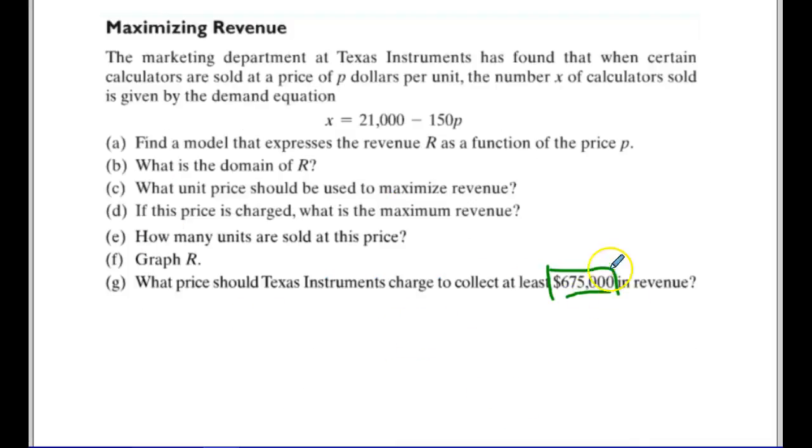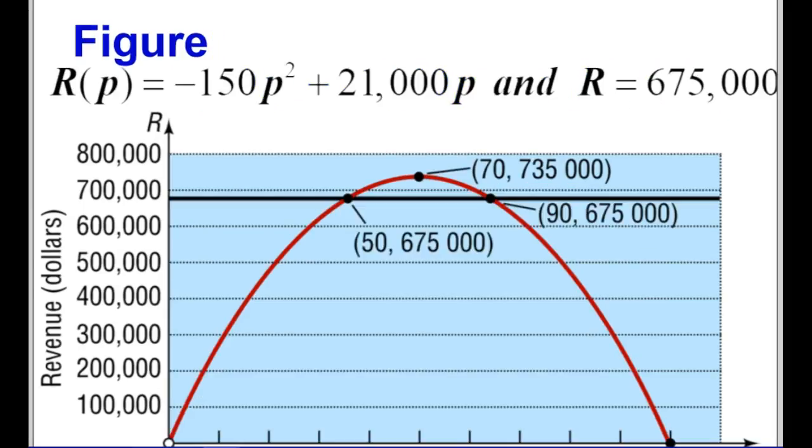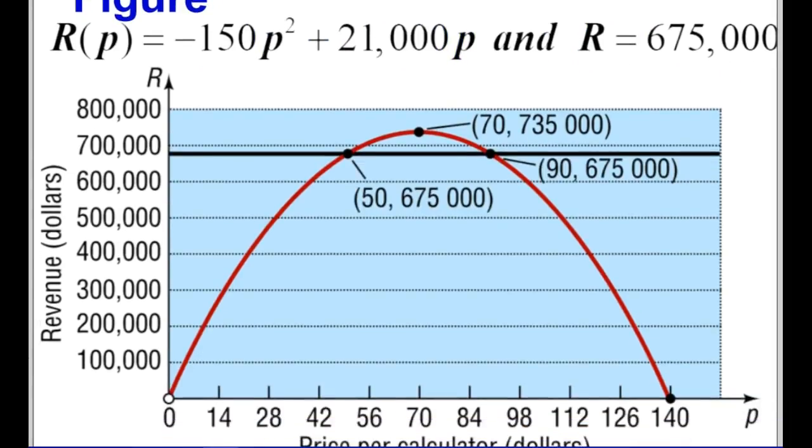And then I'm finally asked, I need to collect at least $675,000. So there's several ways I can do that. The first is I can graph this, right? So I can graph my original equation, and I can graph my Y equals $675,000, because I know I need to get at least that.